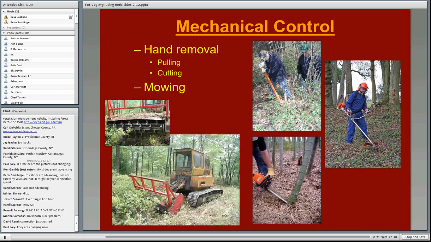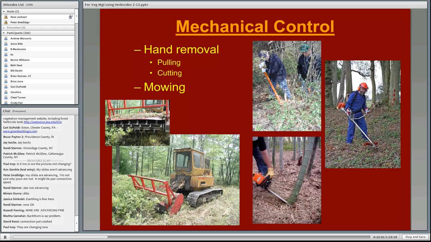Or things like mowing, and this is a Fecon Bullhog that was used on a number of different projects that I was involved in. Basically it reduces or eliminates that competitive advantage. But what most often happens with all of these mechanical control methods is that you get resprouting. But it does provide you a window of opportunity. It does provide you some access where you can come in there and do some other interventions.